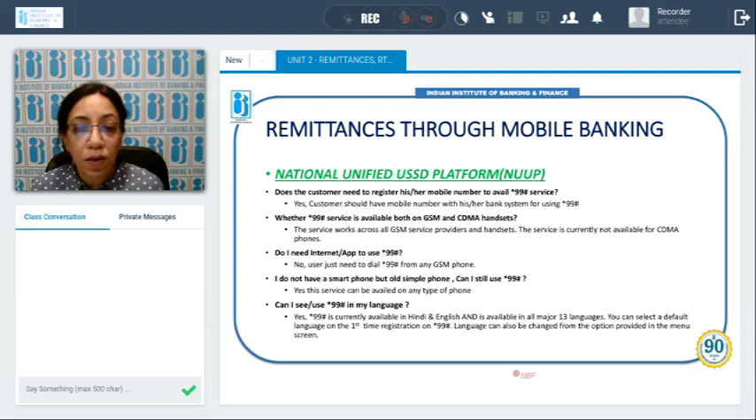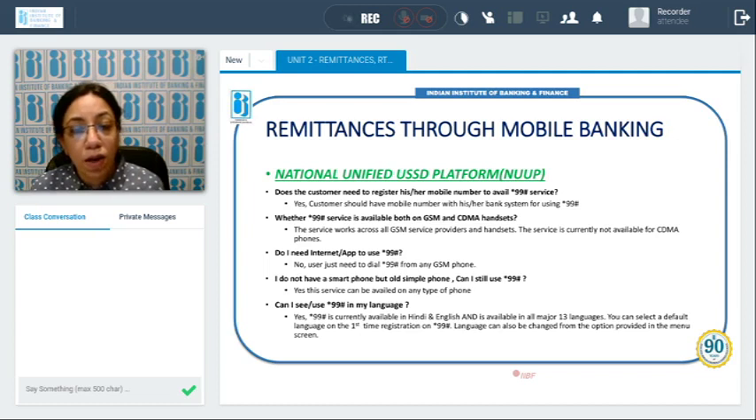Does the customer need to register his or her mobile number to avail this service? Yes. Customer should have a mobile number with his or her bank system for using *99#. Is this service available both on GSM and CDMA handsets? The service works across all GSM service providers and handsets. This service is currently not available for CDMA phones. Does the customer need internet application to use this service? No, user just needs to dial *99# from any GSM phone.